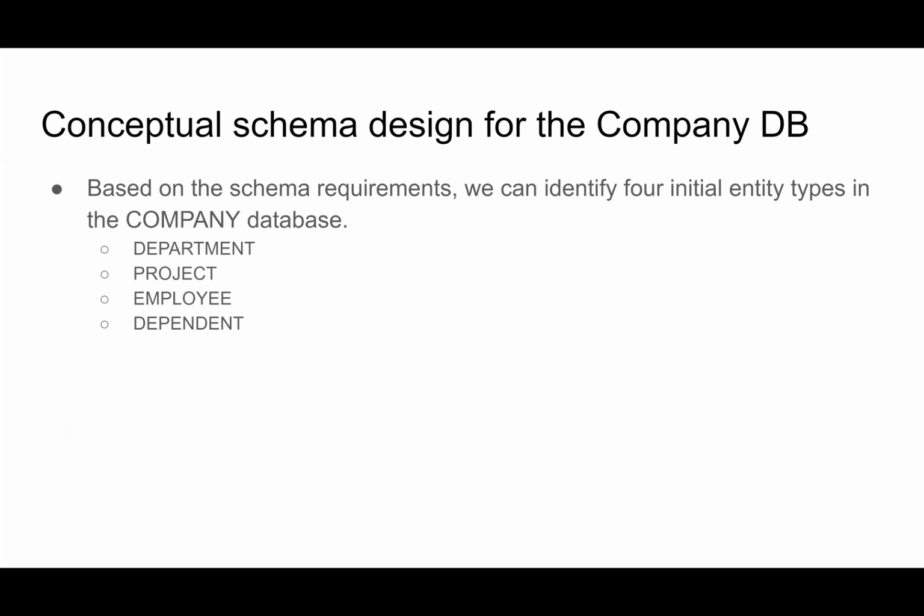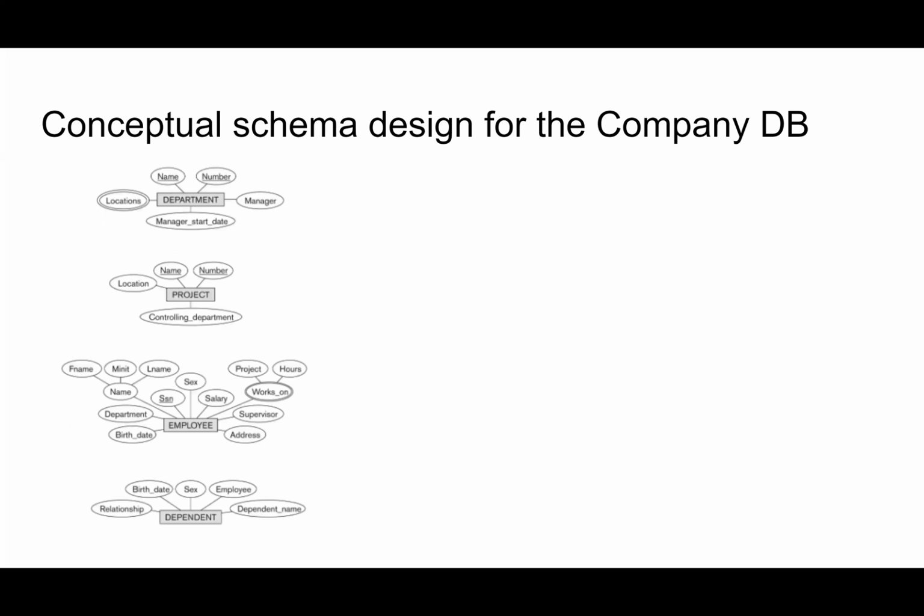So let's jump into the conceptual schema design for the company database. Based on the schema requirements, we can identify 4 initial entity types in the company database. We know we have a department, a project, an employee, and a dependent. We can draw these entities, add their attributes, and we should end up with the following diagrams. So we have a multi-valued location, a key name, a key number, another attribute, manager, and another attribute, manager start date. We can follow that same pattern for all of the other entities as well.